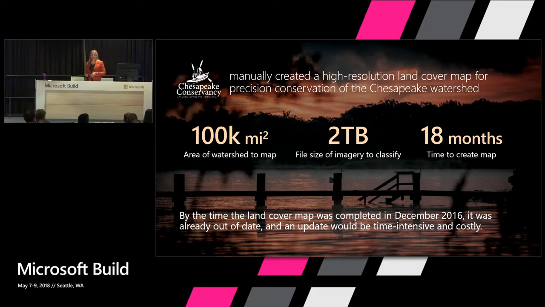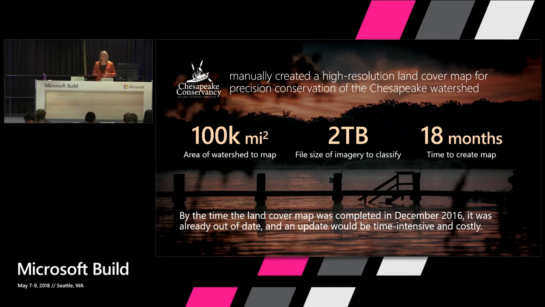So the Chesapeake Conservancy did some really amazing work here. They mapped over 100,000 square miles of imagery and hand labeled it to create an awesome training set. This is over 2 gigabytes worth. It took them about 18 months, so a really impressive feat. And they were using Azure for some of this.